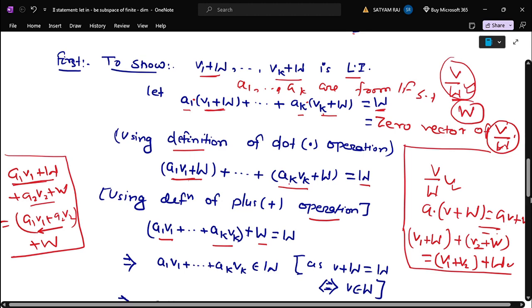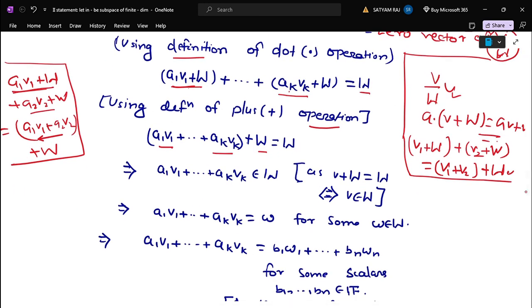equal to W. Now what we know is that if V + W equals W, it implies, if and only if, that V should be in W. So we will use this fact: a1V1 + ... + akVk is nothing but a vector, since a linear combination of vectors is again a vector. So it will be in W. Because it is in W, a1V1 + ... + akVk equals w for some w belonging to W.